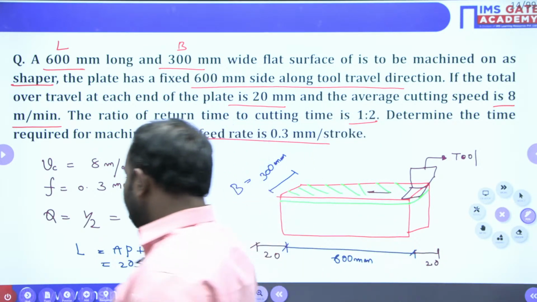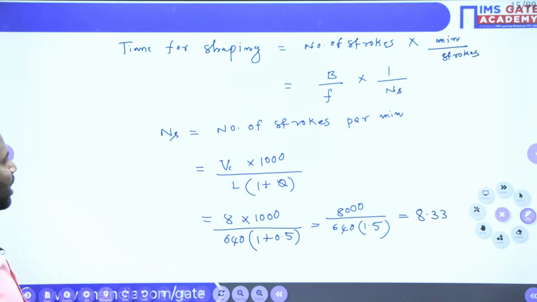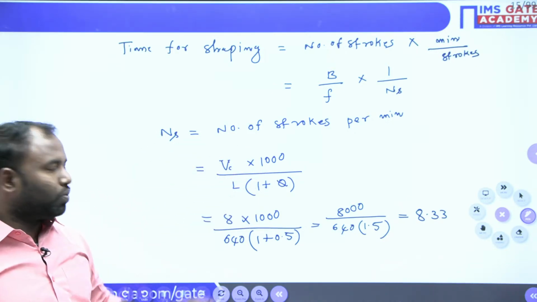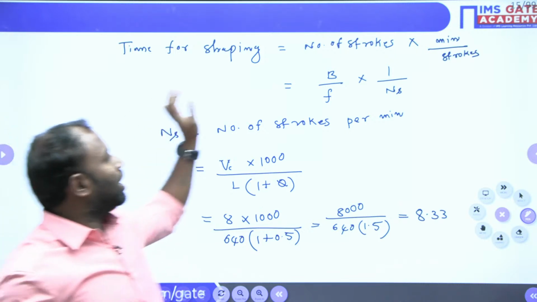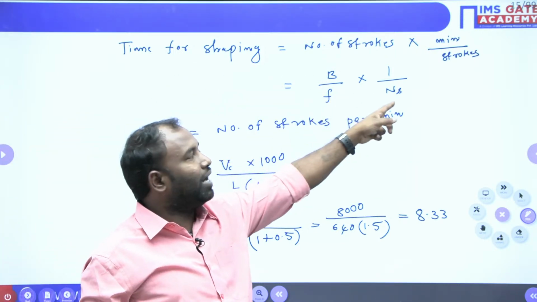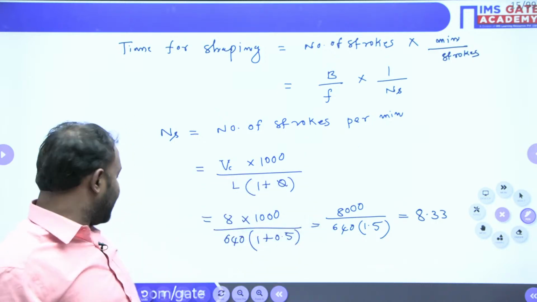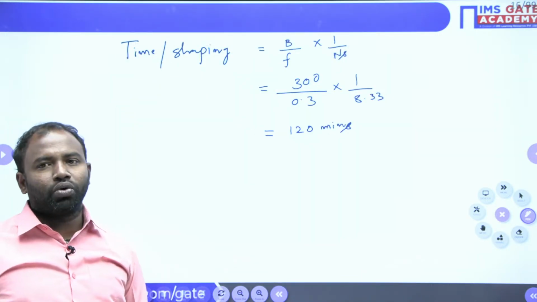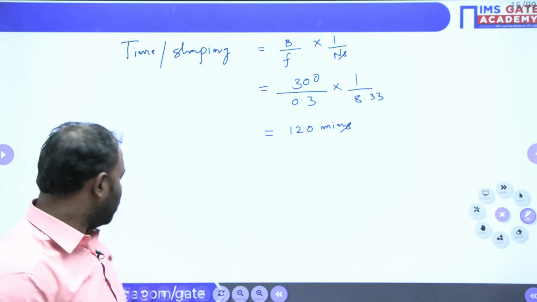Remembering the formula, number of strokes per minute is equal to cutting speed into L by 1 plus Q. From there, you will get the number of strokes. Now, if you substitute here B by F into the number of strokes per minute, you are going to get your machining time that we have solved over here. So, 120 minutes you are going to get. Clear, everybody? Hope you understand.